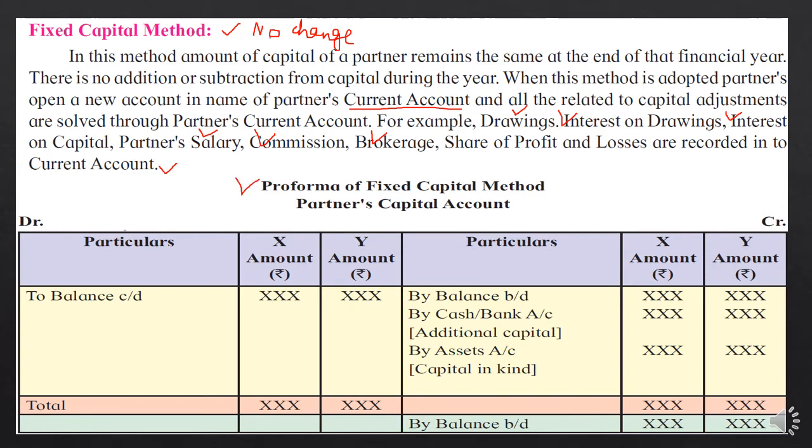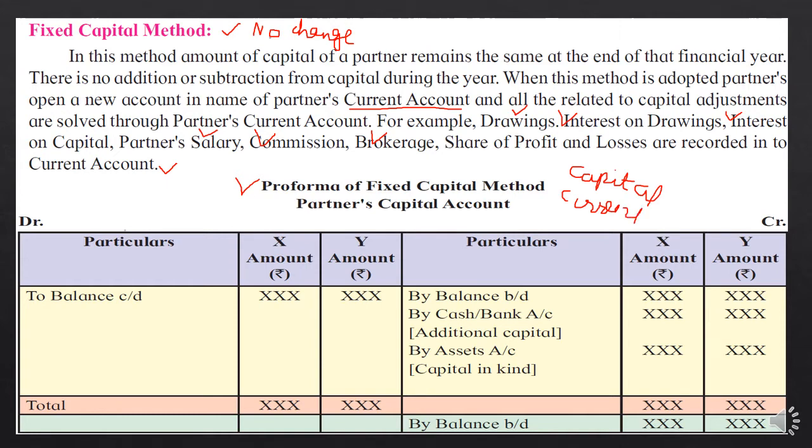It means in the fixed capital method, two partners accounts will be opened. One will be the capital account only, for just recording the opening and closing balance of capital, and the second one will be the current account. So we will see both pro formas now.